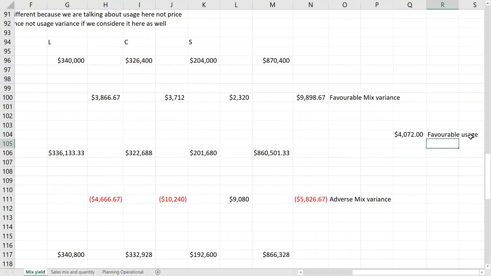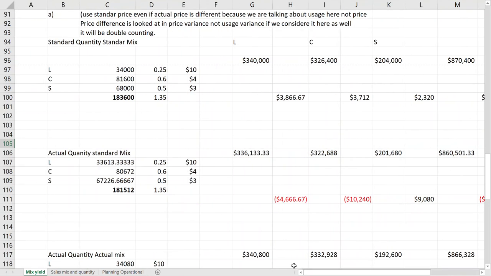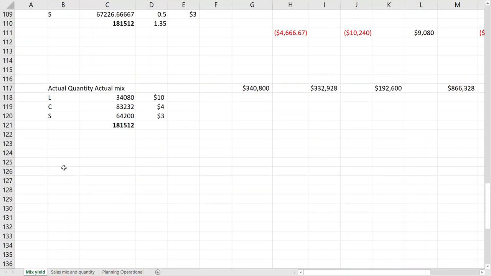So we have used 4,072 worth less materials. There are two reasons. One, we bought material cheaper, we use more expensive material and less cheaper material, but that resulted in more output being achieved. That more output saved us more money than what we incurred extra on buying expensive material. Now, if I look at the usage variance directly, what did we do in usage variance?